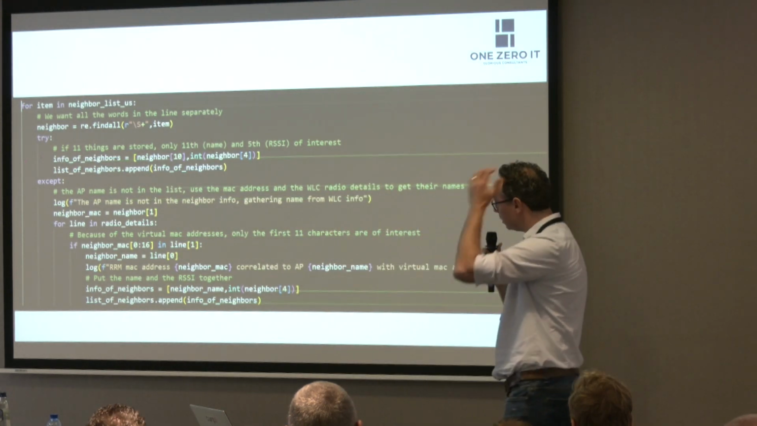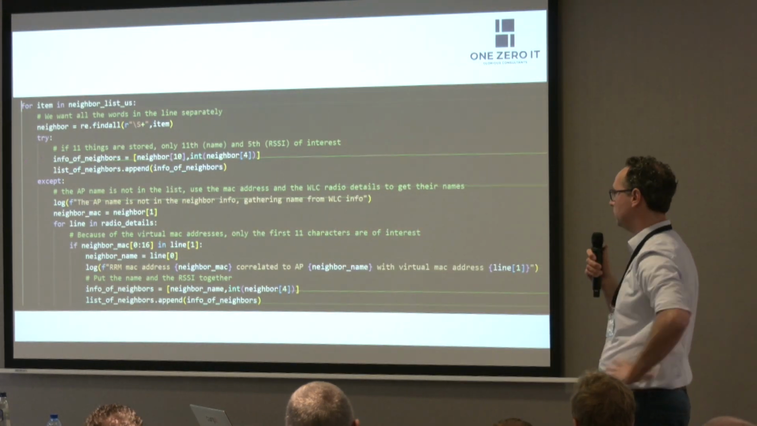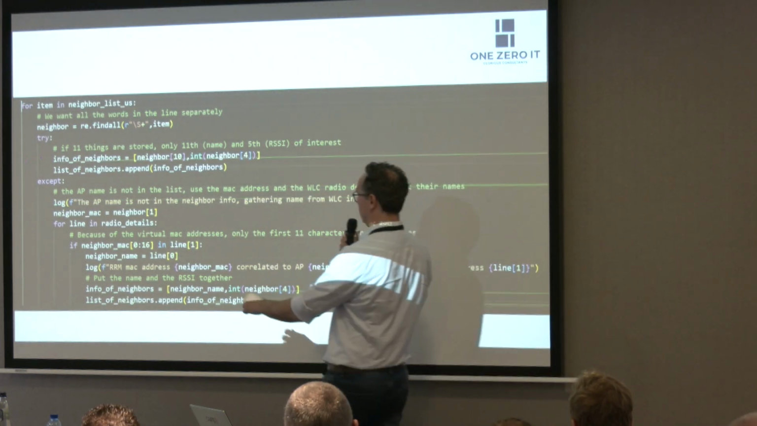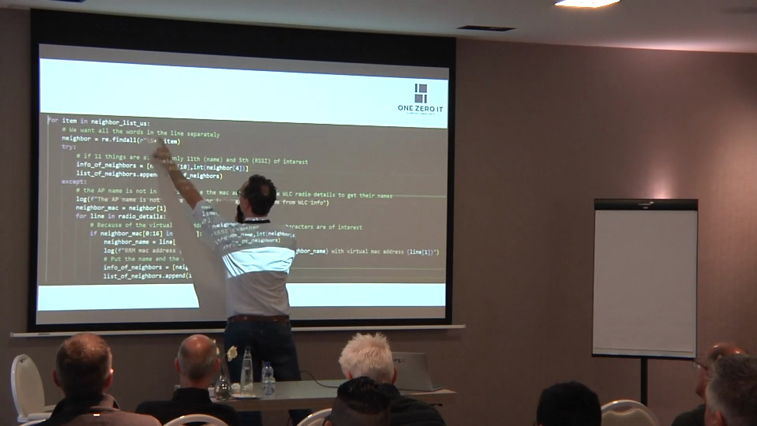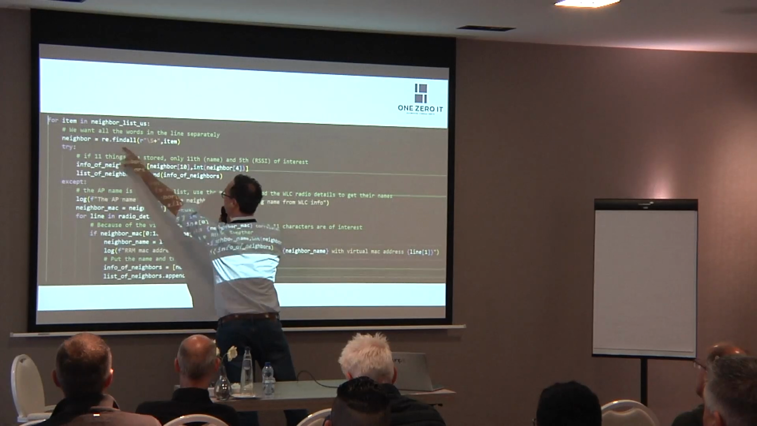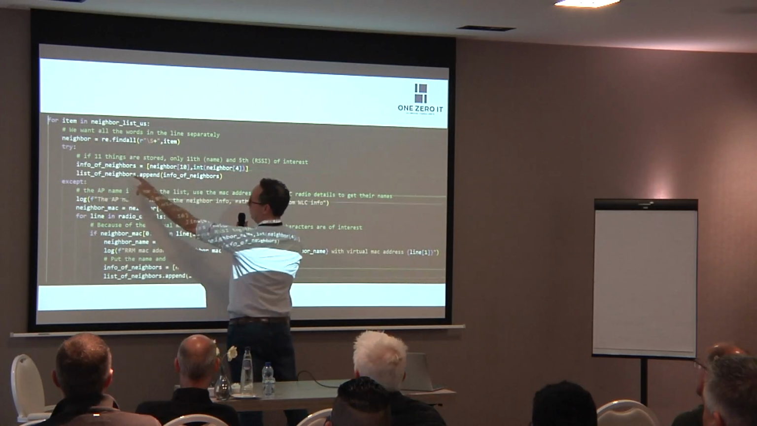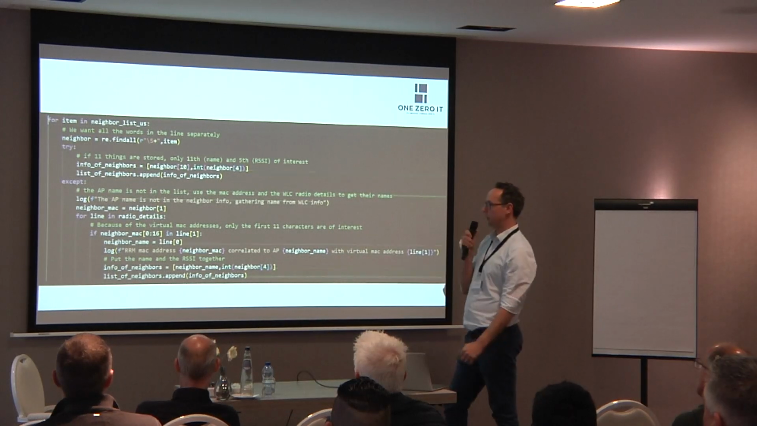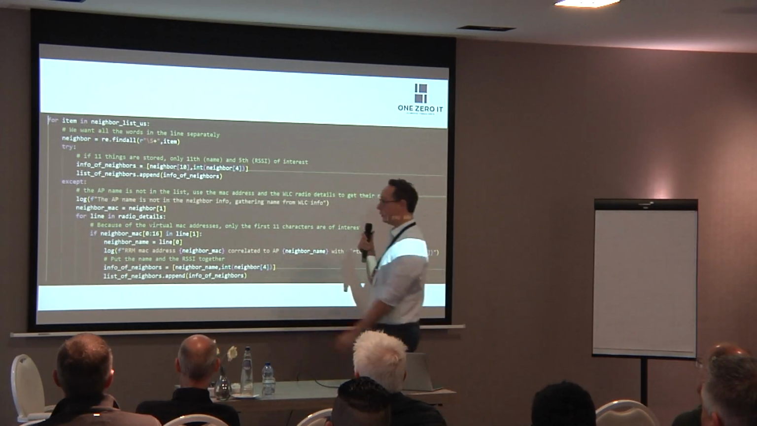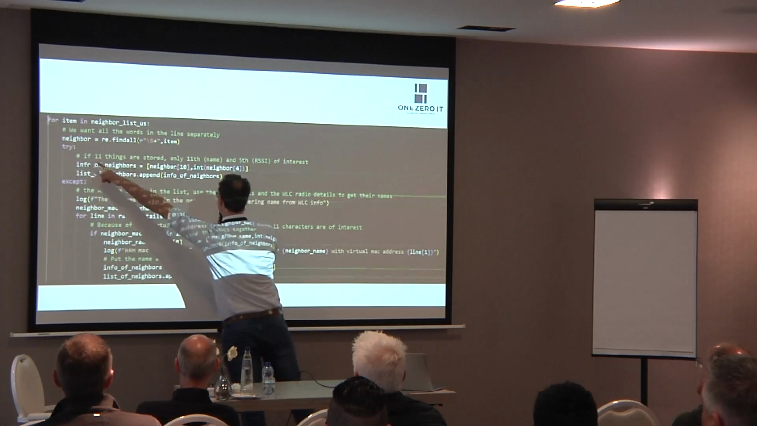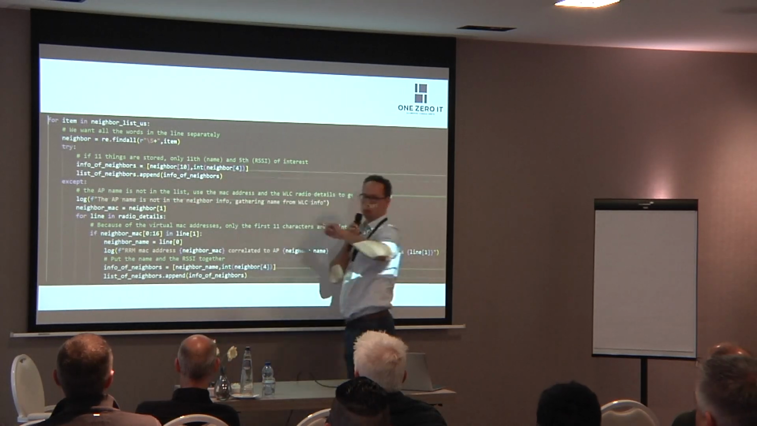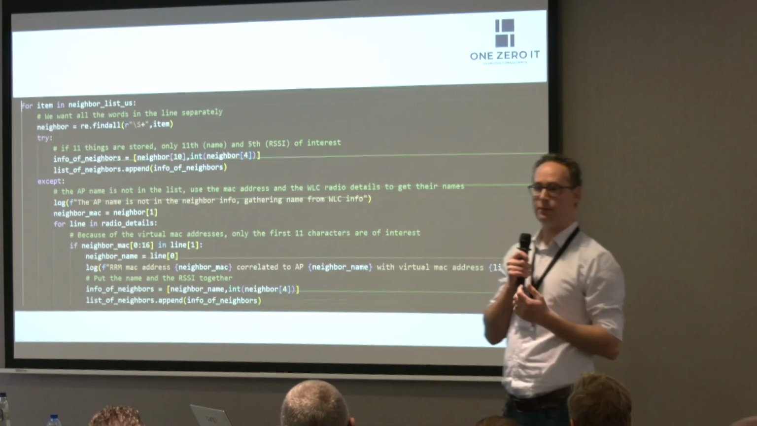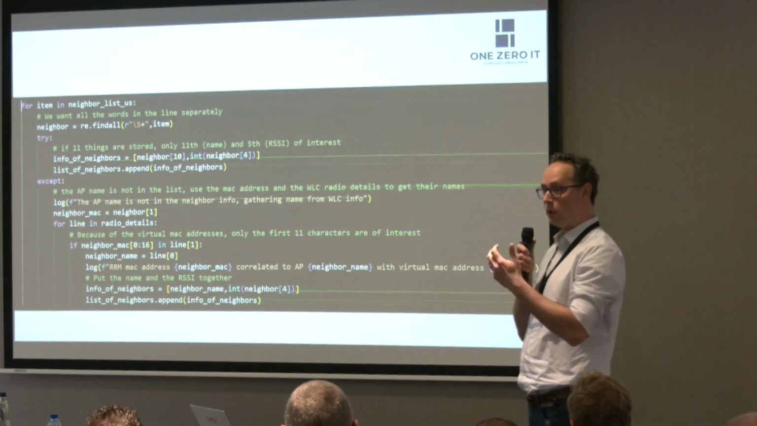Well, this is a little screenshot of some parts, and you can see how I want all the words in the line separately, so I just do a regex. I pick the things I want to pick out. I also do try and except. I try to do it, but I have to take into account that it can go wrong, that it can give an error. What do I want to do with that error?